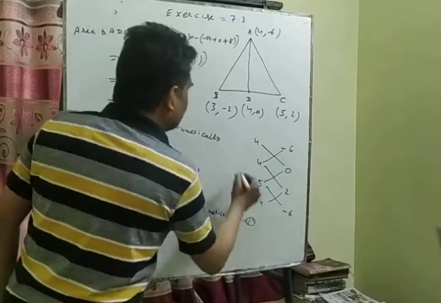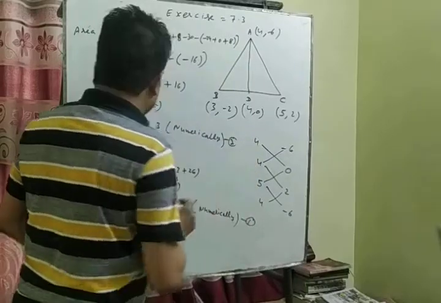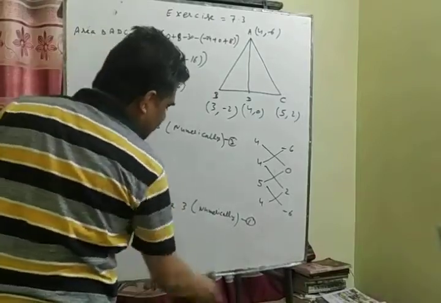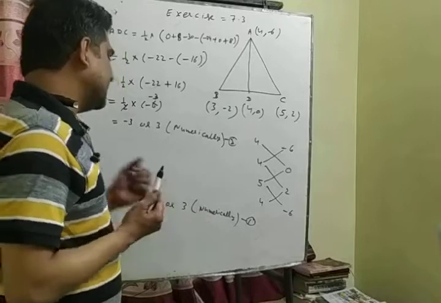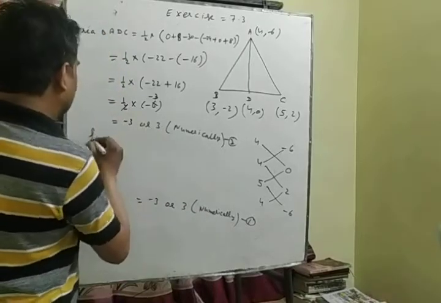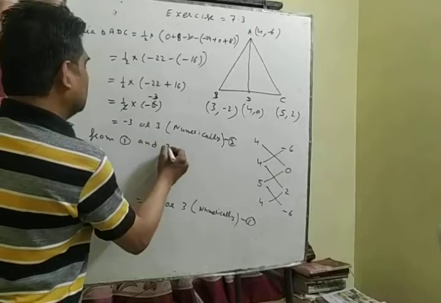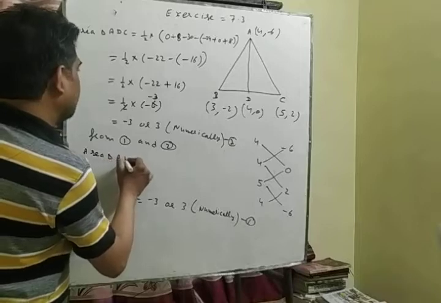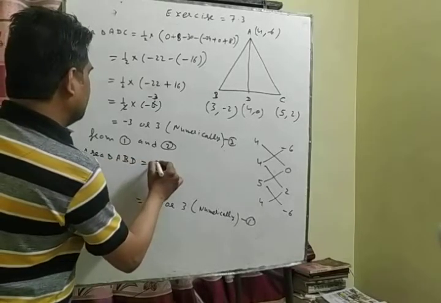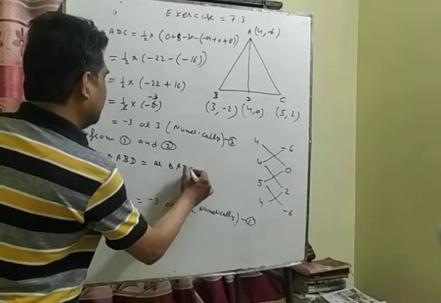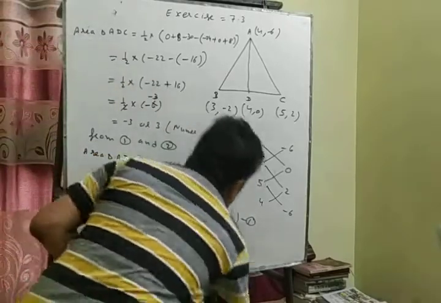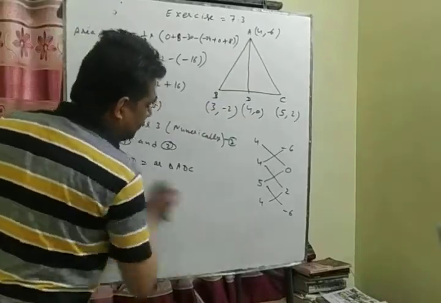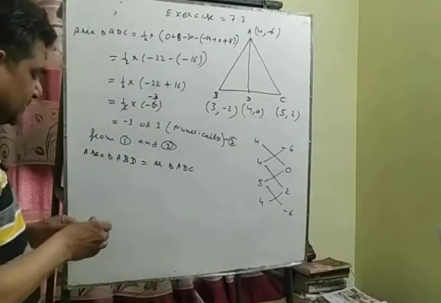Write this as equation 1 and this as equation 2. From 1 and 2, area of the first triangle is 3 and the second is also 3. From 1 and 2, area of triangle ABD is equal to area of triangle ADC. So a median of a triangle divides the triangle into equal area triangles. Now our chapter is complete.